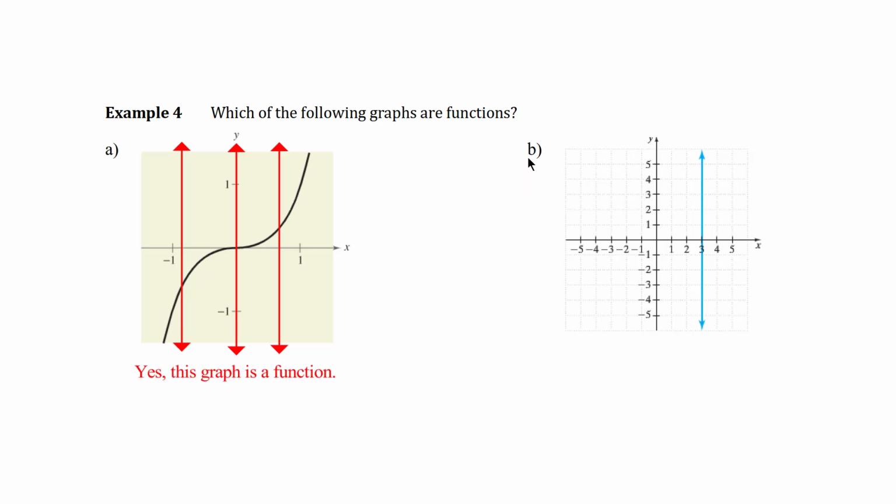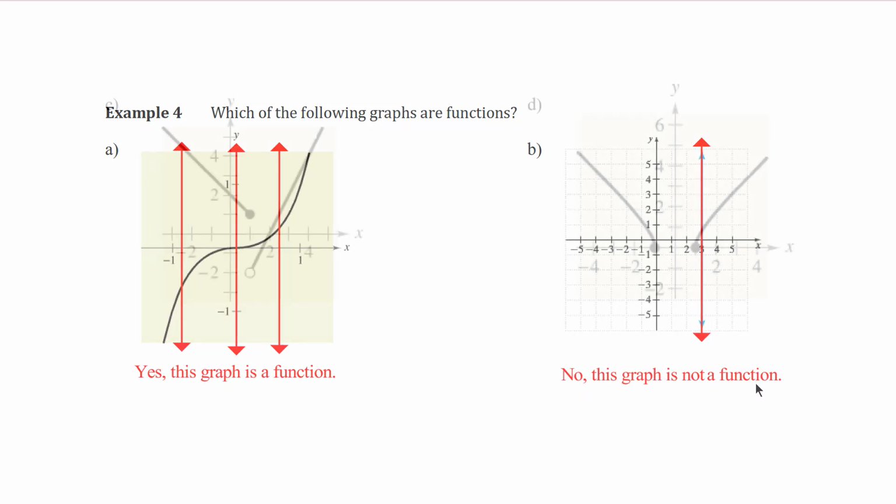Moving on to part B, you can see we have the graph of a vertical line. Applying the vertical line test to this graph shows you that we would just have a vertical line on top of another vertical line. These two lines intersect each other at every single point. So this means that no, this graph is not a function.